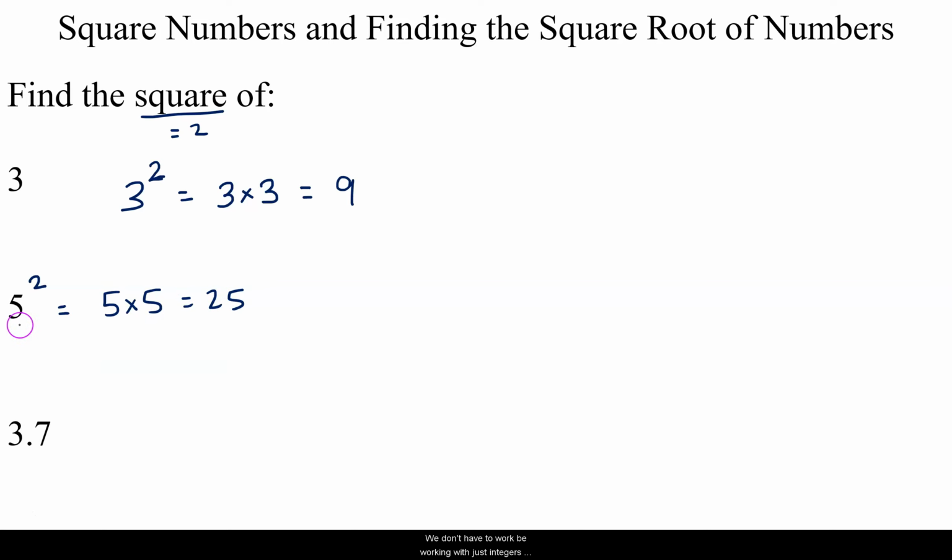We don't have to be working with just integers here. We could work with any numbers. So you can see this number here is a decimal number. We can still square it. So 3.7 squared is 3.7 times 3.7.